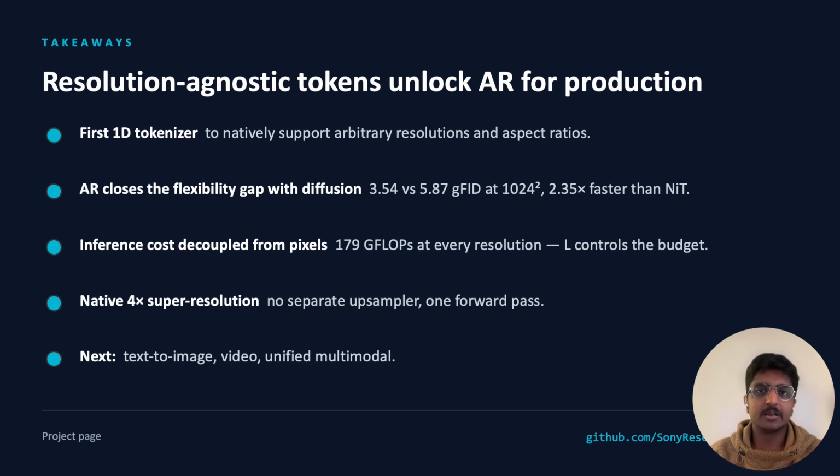The key takeaways are that resolution-agnostic tokens unlock autoregressive models for production, and VibeToken is the first 1D tokenizer to natively support arbitrary resolution and aspect ratios. As a result, for the first time, autoregressive models close the flexibility gap with diffusion models.